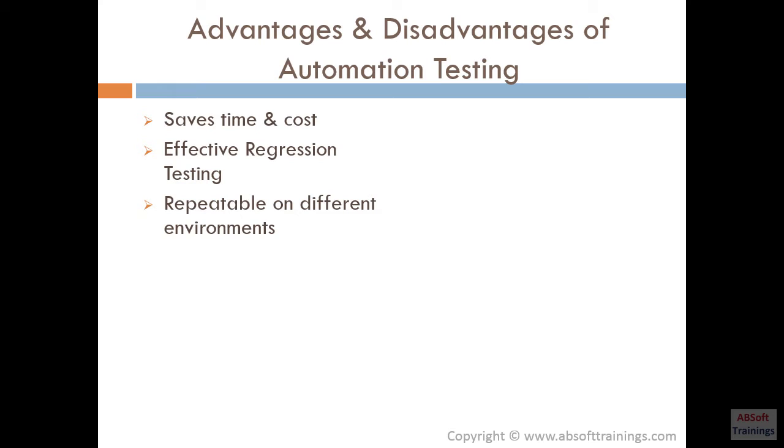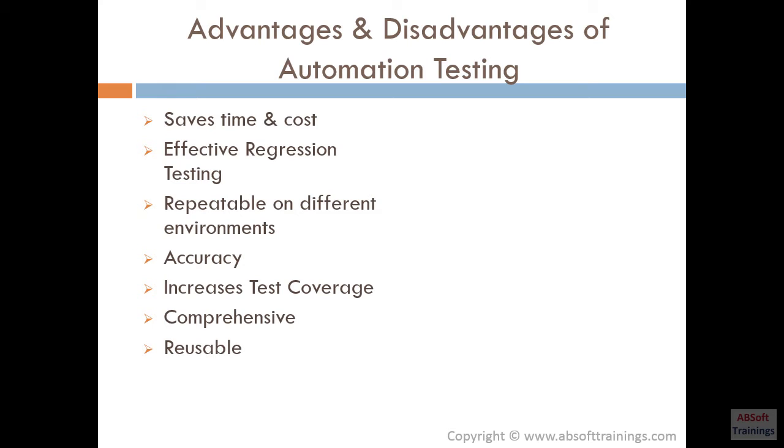They can be also run in parallel and distributed on multiple machines. Accuracy. Performs precisely the same operations every time when the tests are run, thereby eliminating any human mistakes by manual testers. Increases test coverage. Automation testing can look inside an application and verify internal application objects and states. Comprehensive. Automation testing can easily run thousands of different complex tests or suites during every run, providing comprehensive coverage.